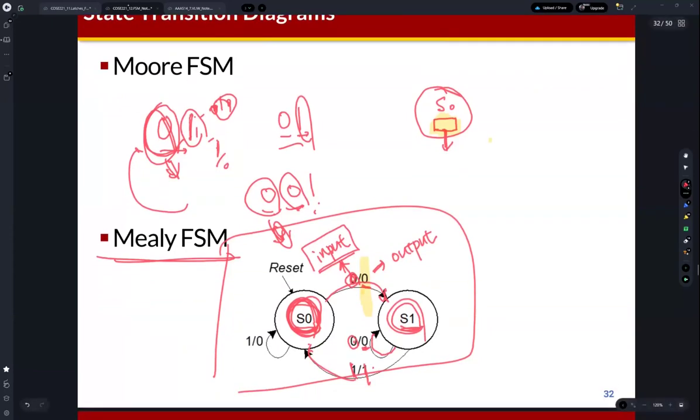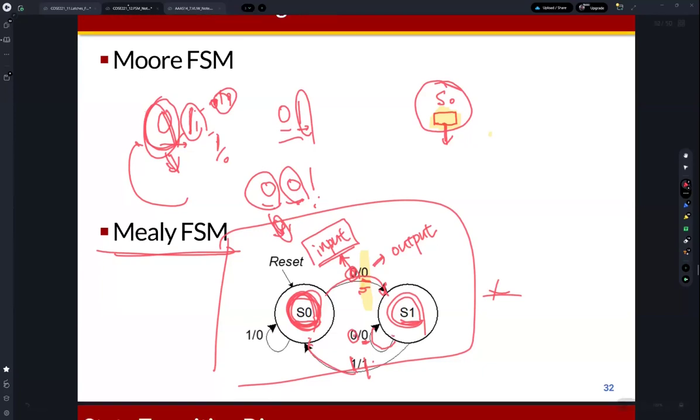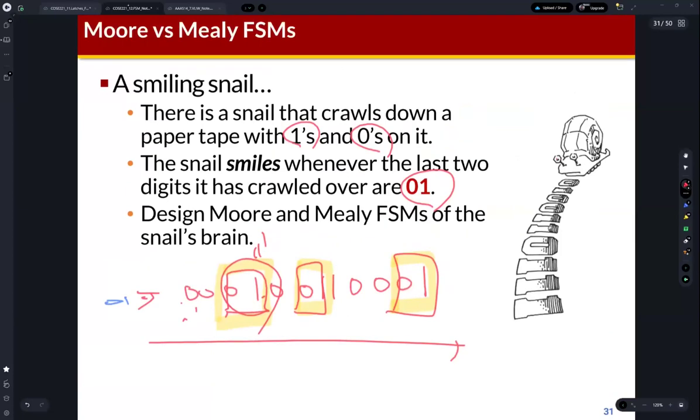Okay, so we can define Mealy FSM like this. Try to understand this state transition. Just remember that in the Mealy FSM, the output is represented on the arc, not inside of the state. Okay, so we will also learn about this in the next class.